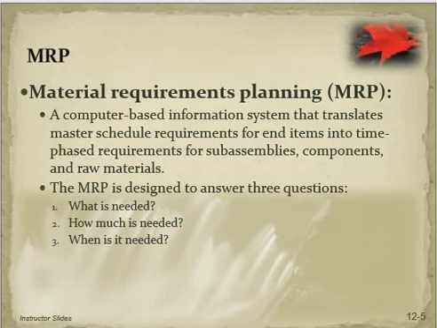So the MRP or the material requirement planning is designed to answer three questions. What is needed first؟ السيارة محتاج لها ايه؟ محتاج chairs، محتاج leather، محتاج glass، محتاج tires، whatever you need. يبقى انت عايز ايه؟ Second question is how much is needed. It's not enough to know what you need, but again, how much is needed from each one of these, and when is it needed? محتاجه امتى كمان عشان ما يحصلش عندك مشكلة في المخازن.